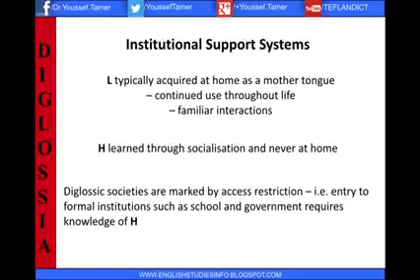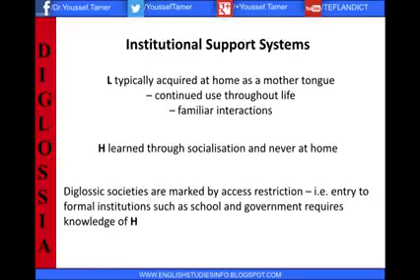Other differences in terms of institutional support systems. So the low variety typically is acquired at home as a mother tongue.